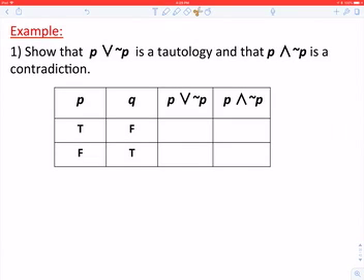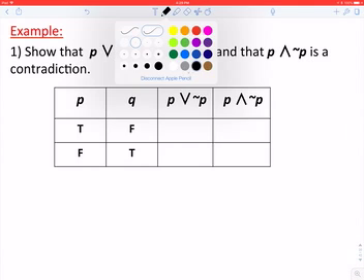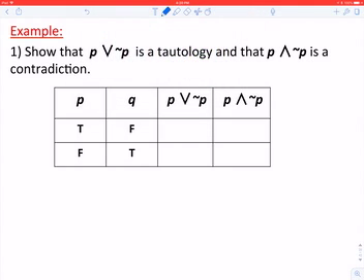So here we actually show that P or not P is a tautology and that P and not P is a contradiction, okay? So let's go ahead and create another line. Let's do not P really quickly. Not P is going to be false and then true. This is the third column. So we want to compare column 3 to 1 with an OR. Is at least one true? Yes. Is at least one true? Yes. So we see that it's a tautology.